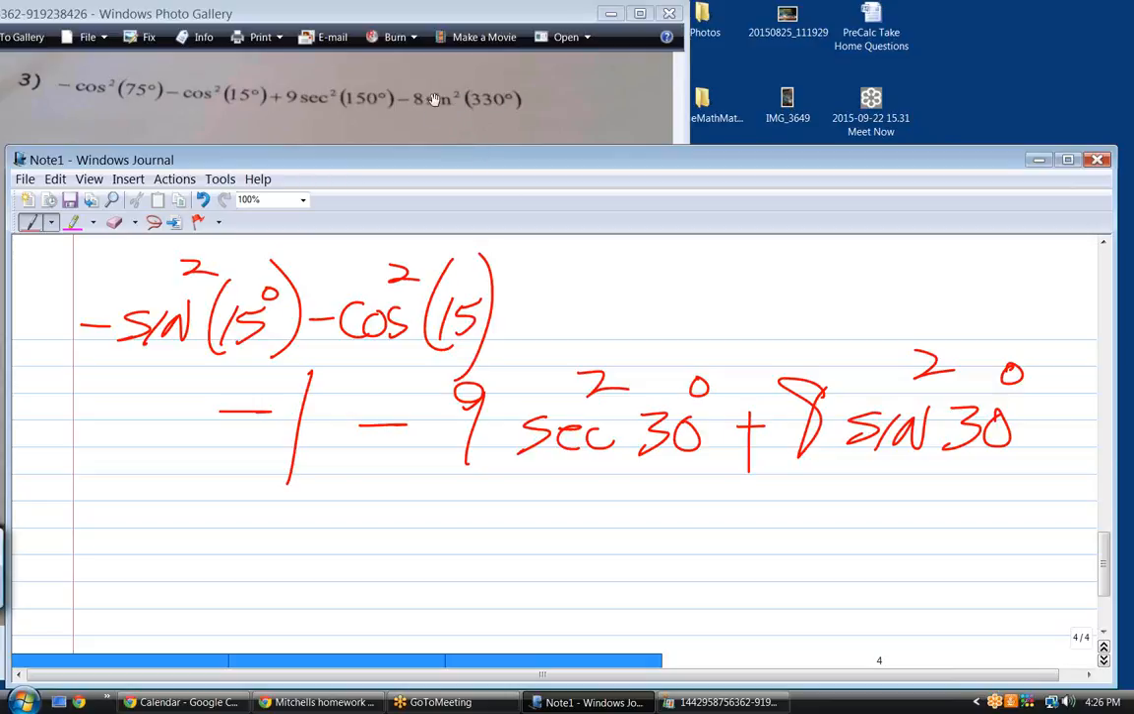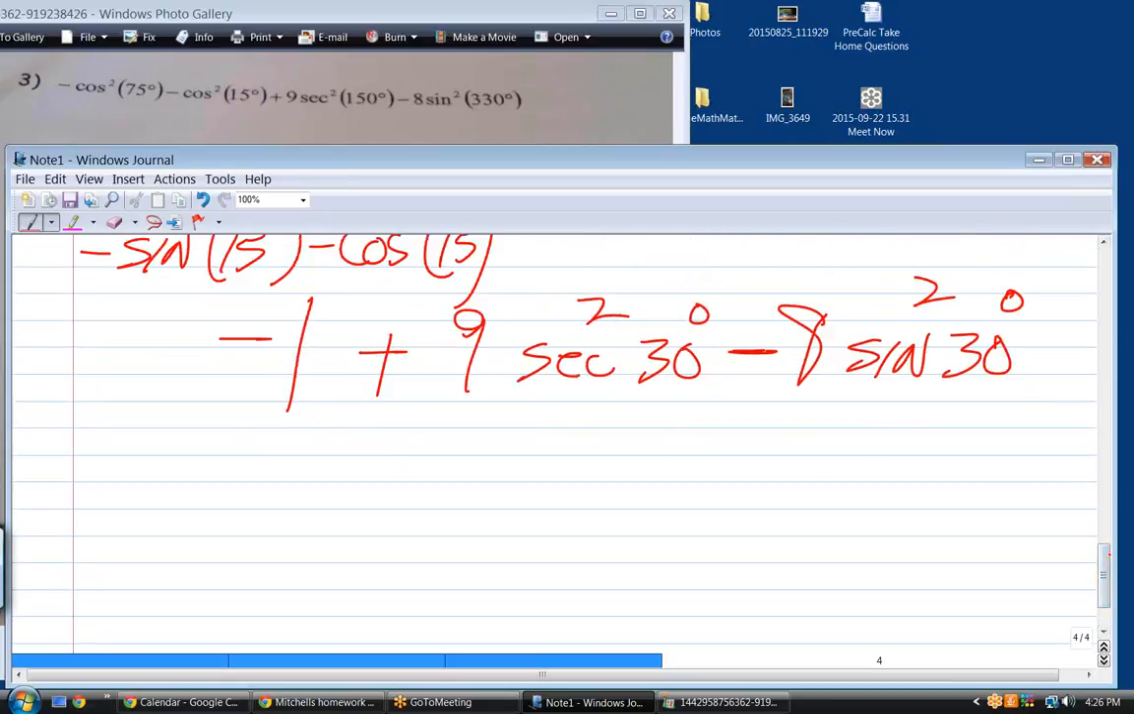That's the same as negative sine 30 times negative sine 30, which is the same as positive sine 30. So that stays negative. And the same rationale goes here. That was the same as negative secant 30, but then when I square it, it becomes positive, so it changes that to a positive. So now I'm at that point right there.